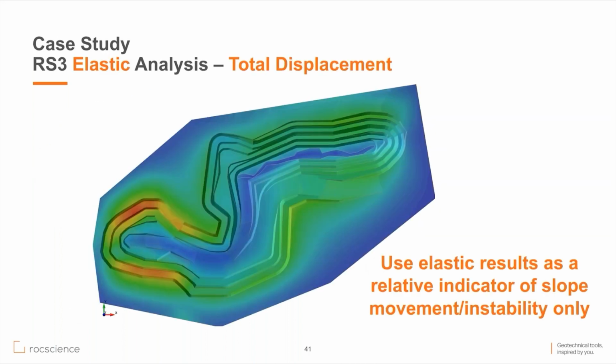This is what I've done with this second case study, imported the Slide3 model into RS3 and run an elastic analysis. Looking at the results, and this model literally took 5 minutes to generate and compute, we can now use the highest computed displacement areas as relative indicators of slope stability. I can now use this information to focus my search in Slide3.